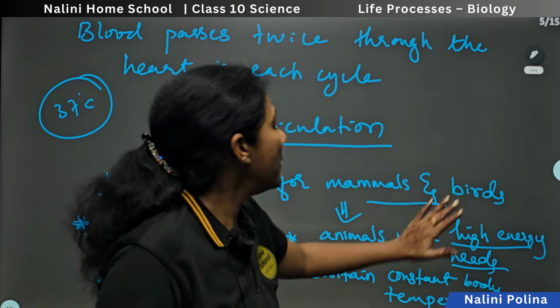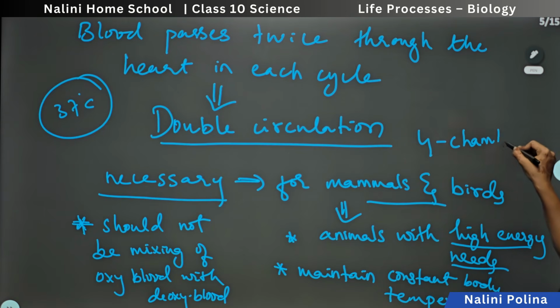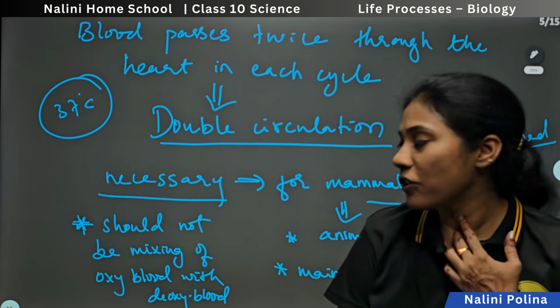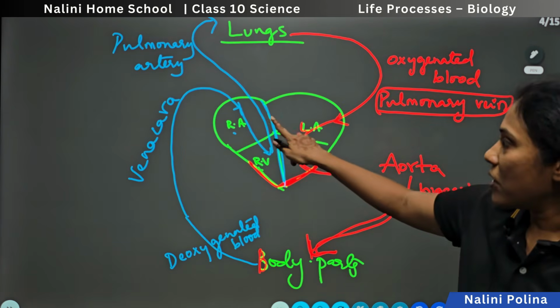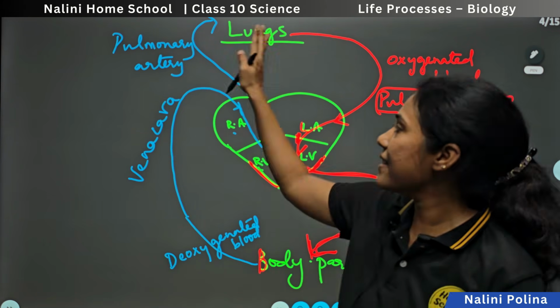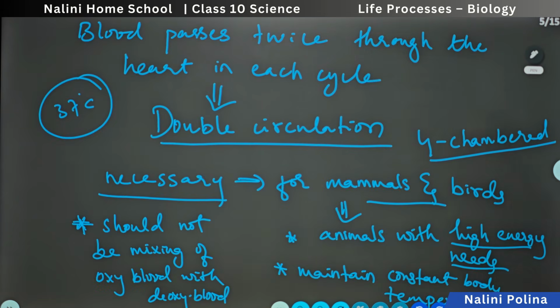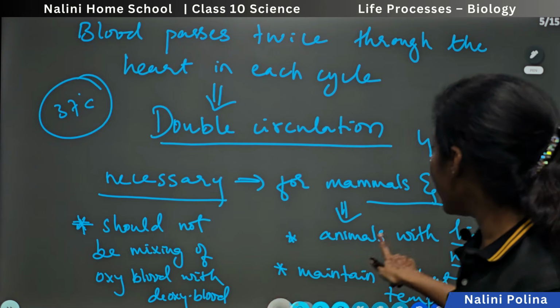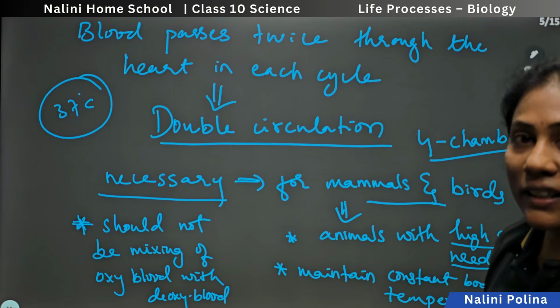Okay, so mammals, which include human beings, and birds have the four-chambered heart. Only when there is a four-chambered heart is this kind of double circulation possible. And that double circulation is very much necessary for the animals with high energy needs, that is mammals and birds, guys. Okay, so hope you understood this.